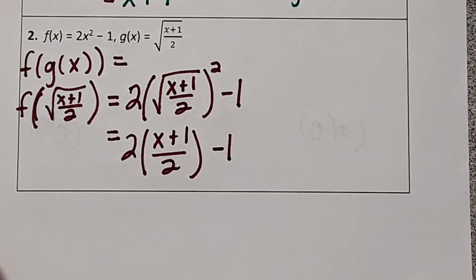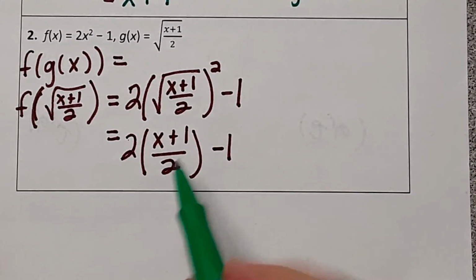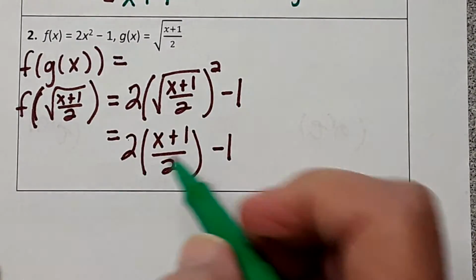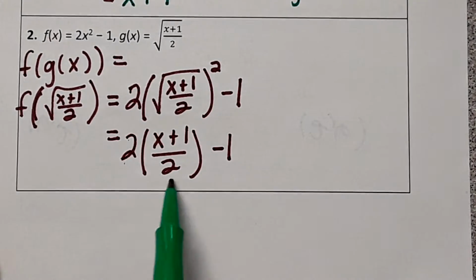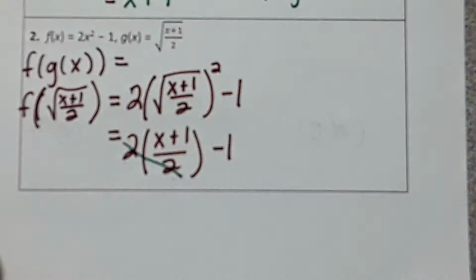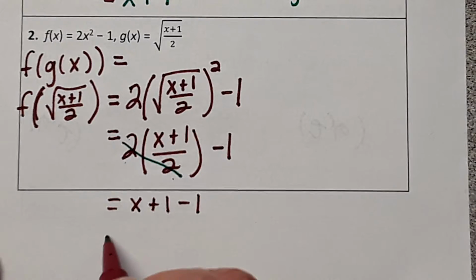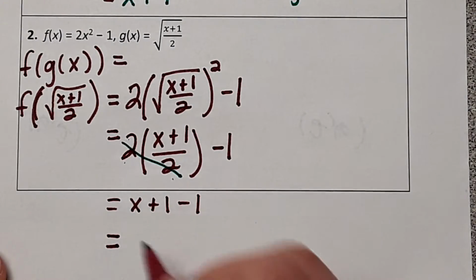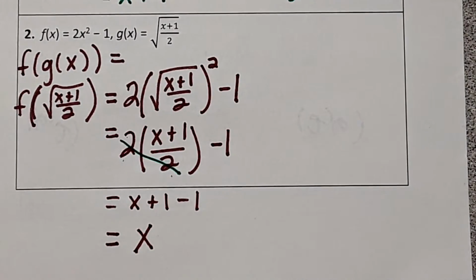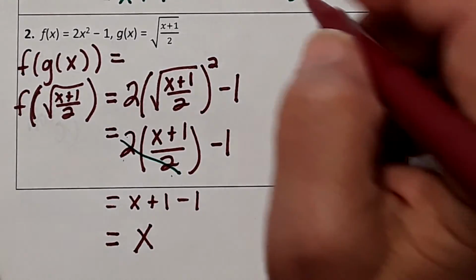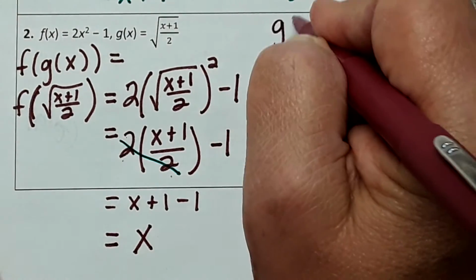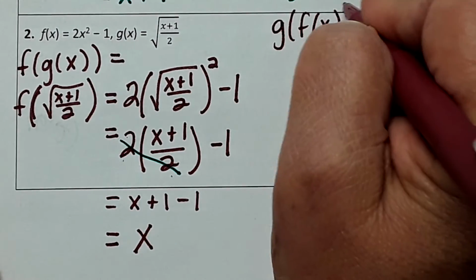Now, what happens to those 2's? This 2 and this 2, what happens to those? They cancel each other out. You're left with x plus 1 minus 1, which equals x. So far, we're still in the game. So now we're going to do the opposite. Now what we're going to do is g of f of x.